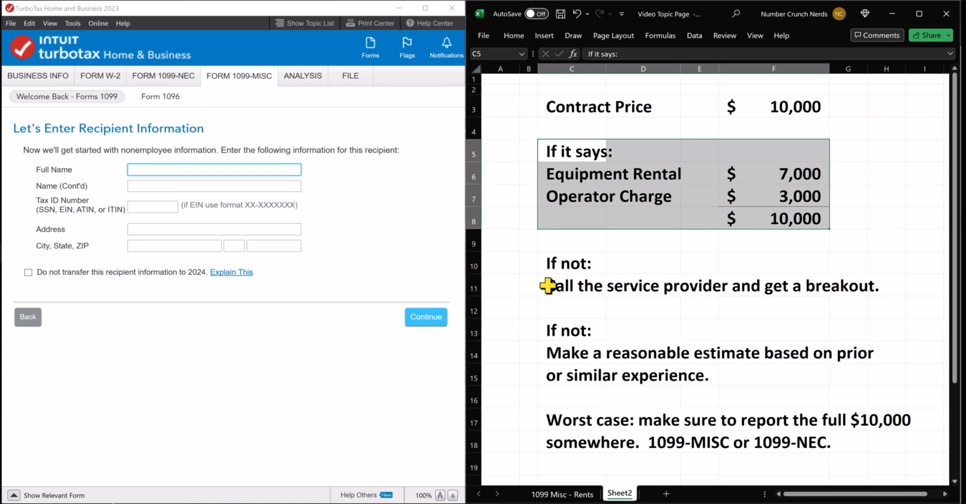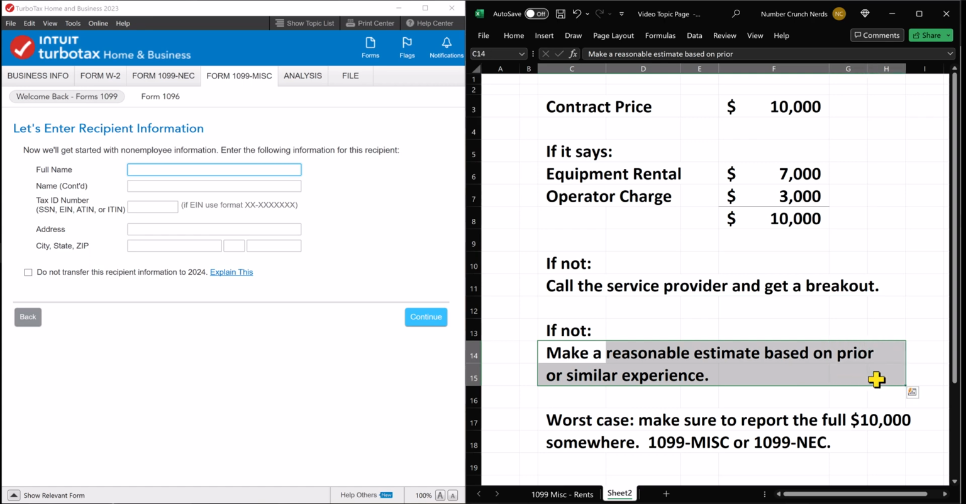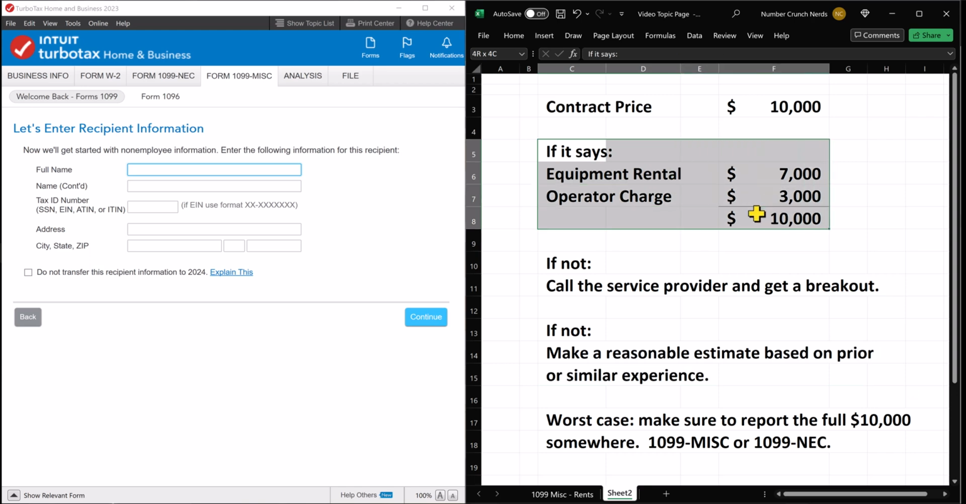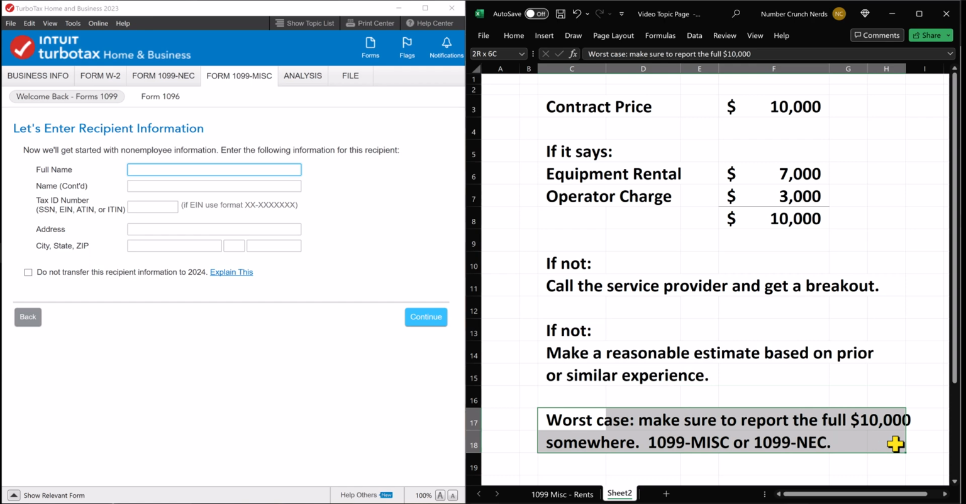Okay? If they won't or can't or whatever, then you want to make a reasonable estimate based on prior experience or a similar experience. If you rent a piece of equipment, chances are you may rent pieces of equipment regularly, and you know that there has to be a breakout like this. And so if they don't provide one, you can just estimate what it probably would be based on experience. That would be not the best case, but if you have no other choice, you could do that. Worst case, just make sure to report the full 10,000 somewhere.